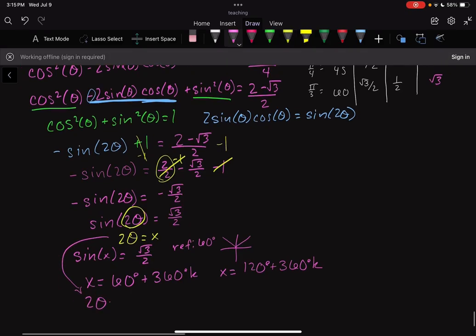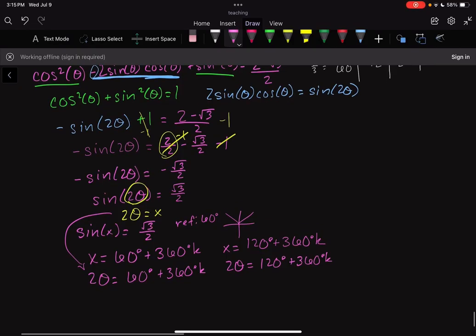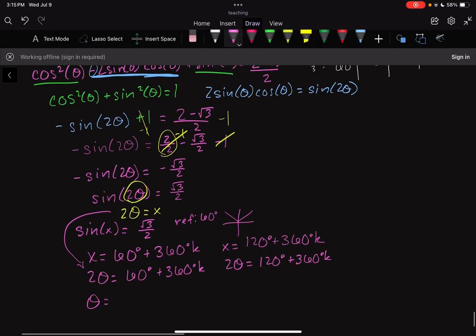Remember though, I need 2 theta to be in there, so I am going to replace that back in. So I get 2 theta is equal to 60 degrees plus 360 degrees k, and 2 theta equals 120 plus 360k. Divide by 2. I get theta equals 30 degrees plus 180k. Theta equals 60 degrees plus 180k.